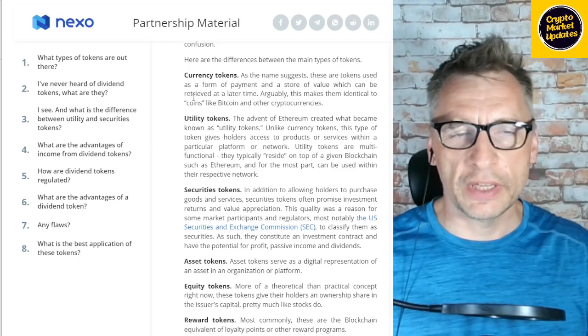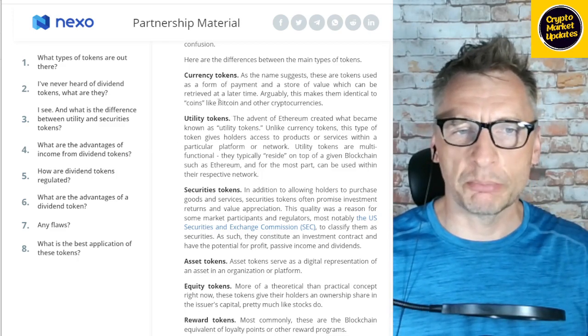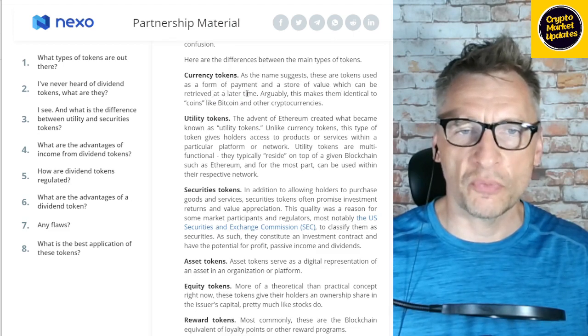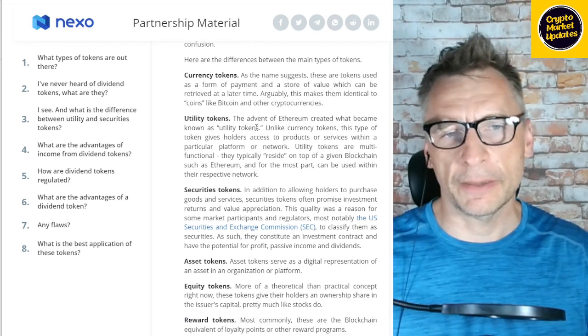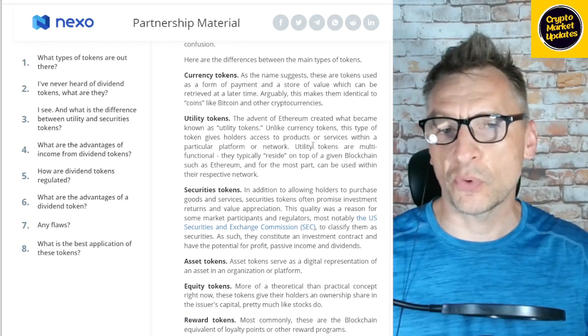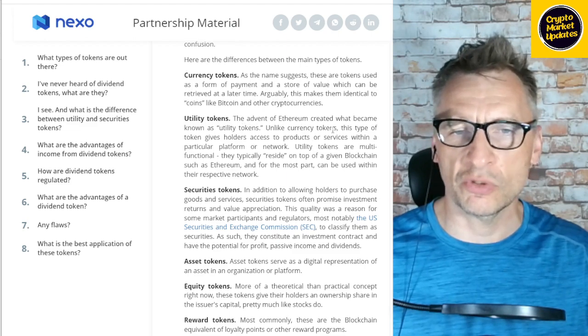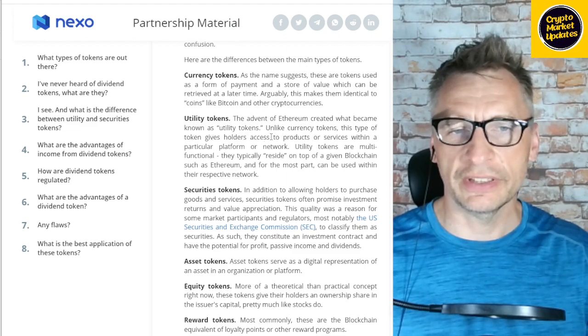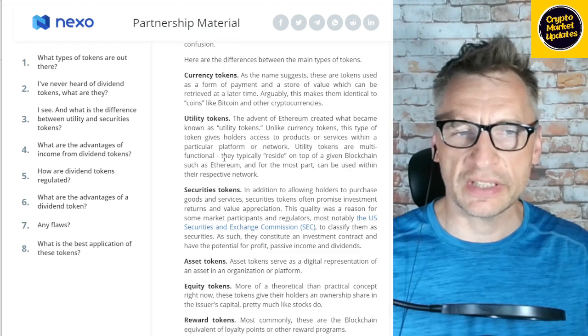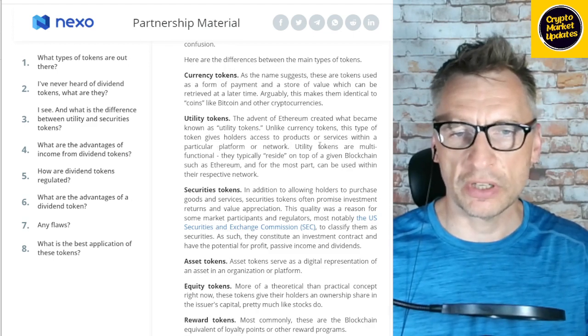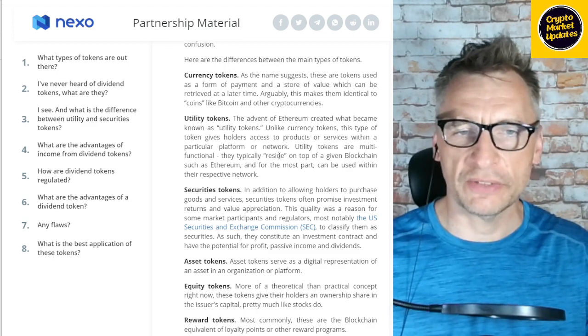Okie dokie. So we've got currency tokens. These are things like Bitcoin. As the name suggests, these tokens are used as a form of payment and store of value. Utility tokens are used for different things. The advent of Ethereum created what became known as utility tokens. Unlike currency tokens, this type of token gives holders access to products or services within a particular platform or network.